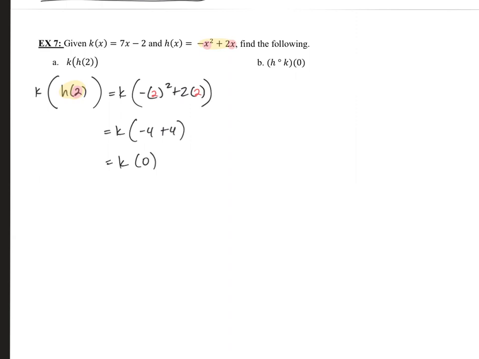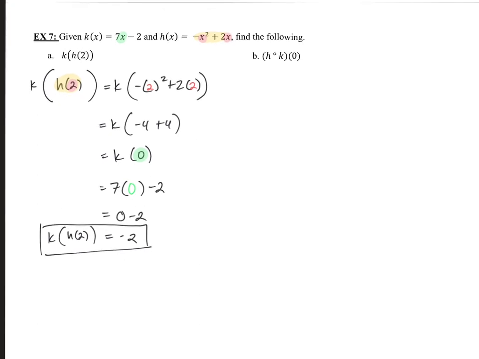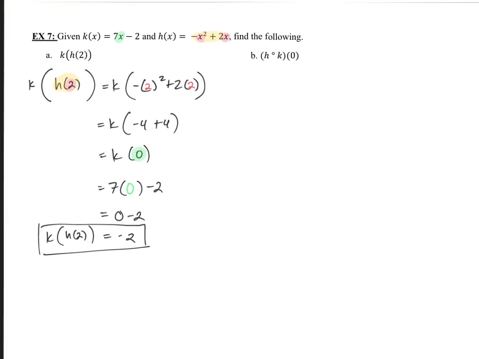So then we have k of 0. And for k of 0, we're going to input 0 in place of x. We get 7 times 0, and then minus the 2. So 7 times 0 is 0 minus 2, which is negative 2. Which means k of h of 2 is negative 2. Go ahead, try part B by yourself and check in with me in a second.